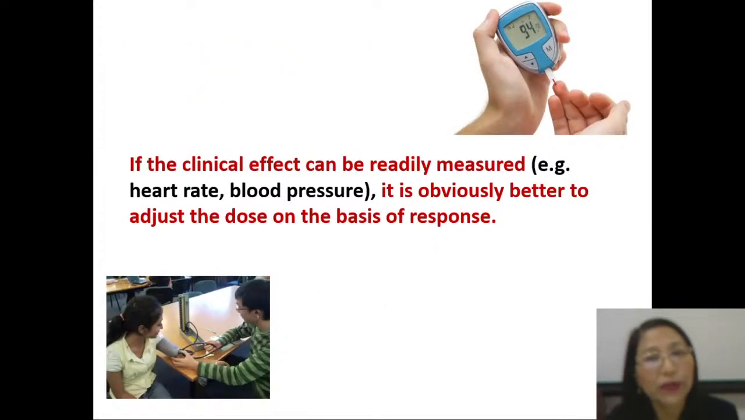If the clinical effect can be readily measured, for example heart rate or blood pressure, it is obviously better to adjust the dose on the basis of the response. So for these drugs, we do not need to do therapeutic drug monitoring. We can easily measure blood pressure, heart rate or even blood sugar levels. For drugs where we cannot measure the clinical effect readily, we may need to do therapeutic drug monitoring. So the drugs for which we do not need it are antihypertensive drugs, anti-diabetic drugs, or drugs which affect the heart rate.